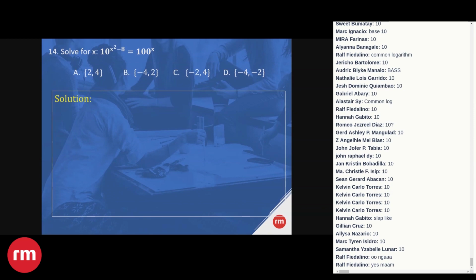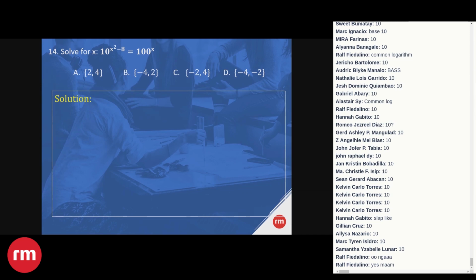Okay, tingnan natin dito. So let's apply one-to-one property to answer number 14. So is it possible na masulat natin yung left-hand side at right-hand side ng parehong base? And if it's possible, ano yung base?